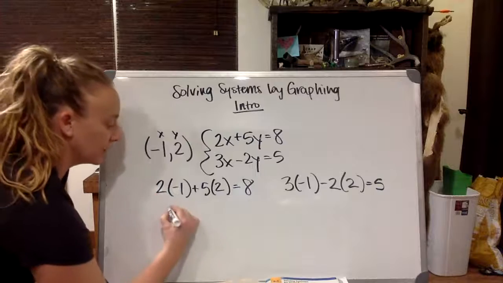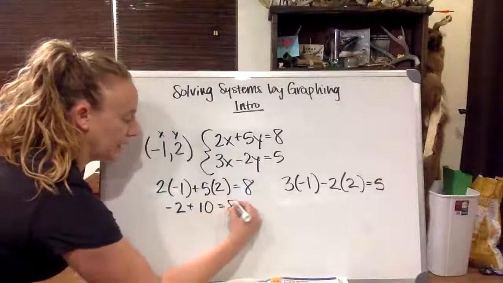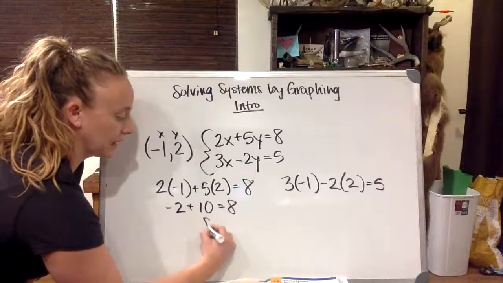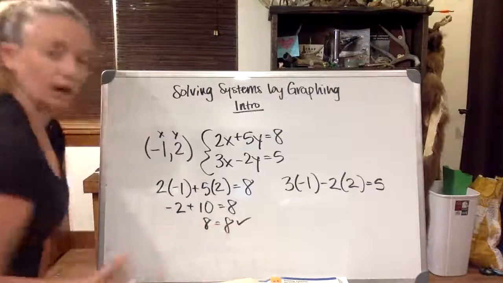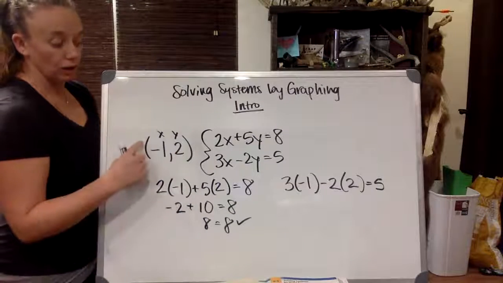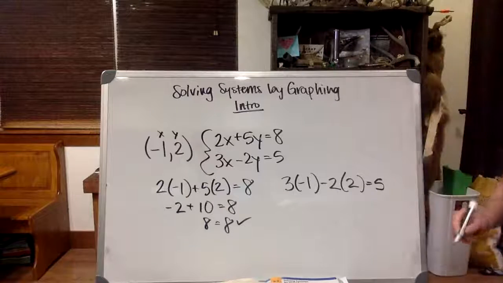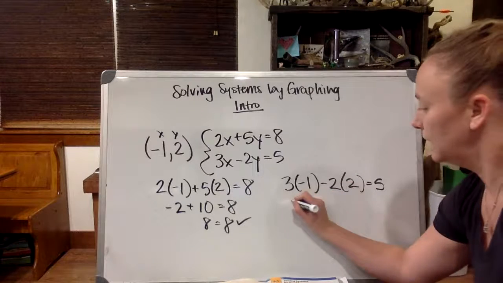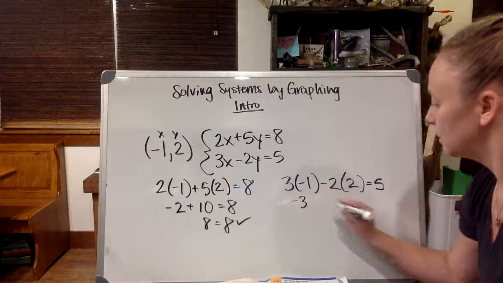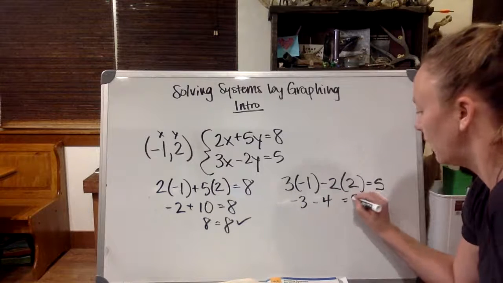So 2 times -1 is -2, plus 5 times 2 is 10, is equal to 8. -2 plus 10 is equal to 8, which is a true statement. 8 equals 8. This whole thing is good for this particular point. Now let's see if the other equation is. So if we solve this one, 3 times -1 is -3. 2 times 2 is 4. So -3 minus 4 is equal to 5.